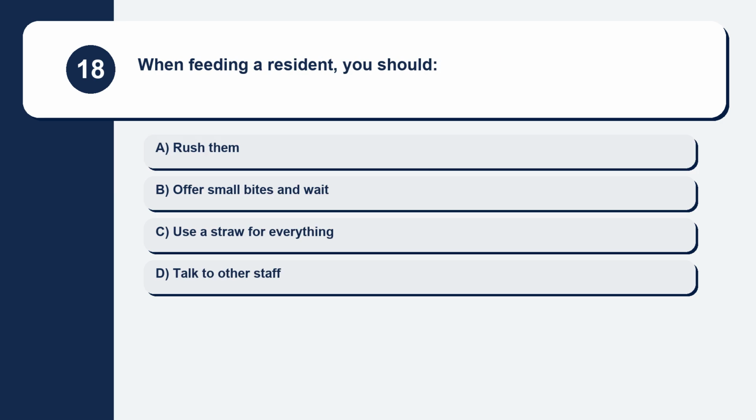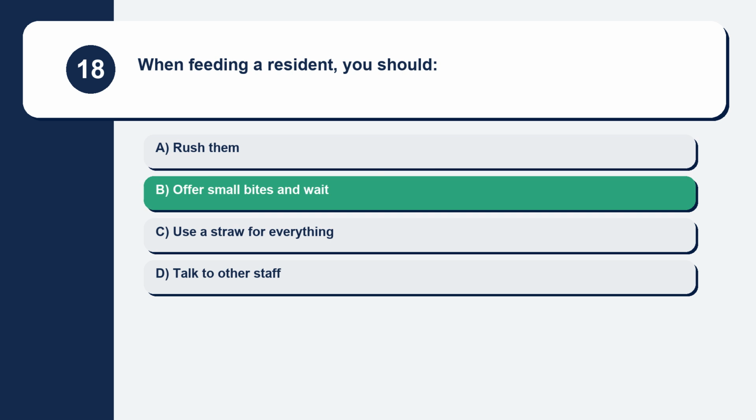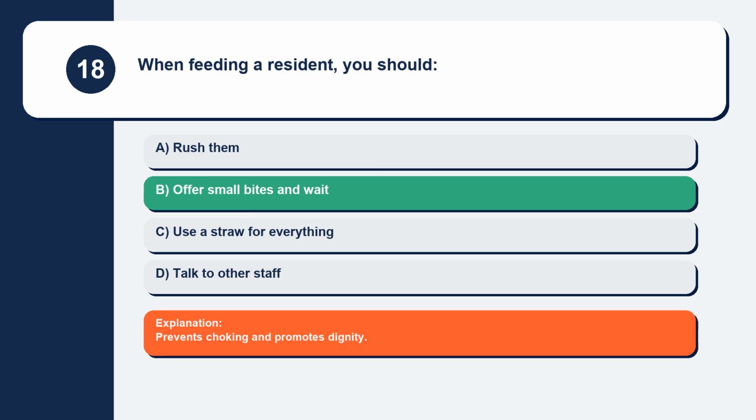Question 18. When feeding a resident, you should rush them, offer small bites and wait, use a straw for everything, talk to other staff. Prevents choking and promotes dignity.